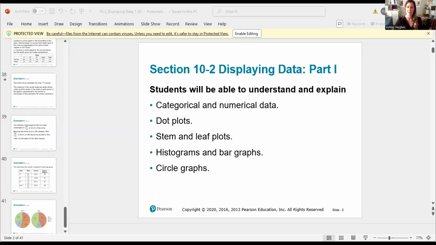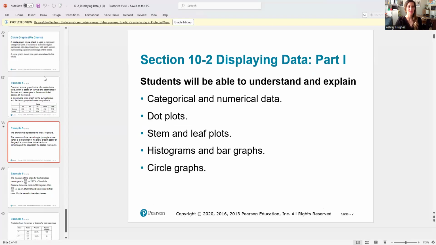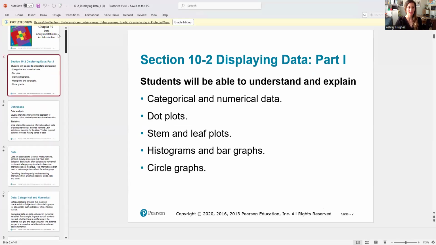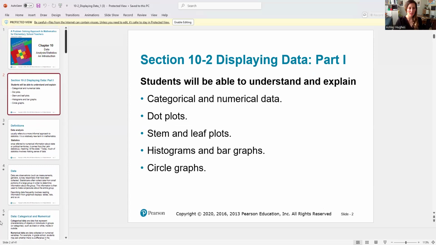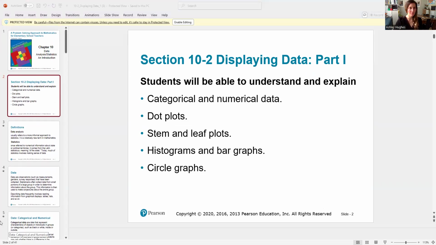All right, guys, let's jump into section 10.2 here. This is the 10.2 PowerPoint. It is quite long, so I'm not necessarily going to go through every single word because you can read as well. And some of this I hope is a repeat from math in the past. But basically, this is all about displaying data and different ways of doing that.